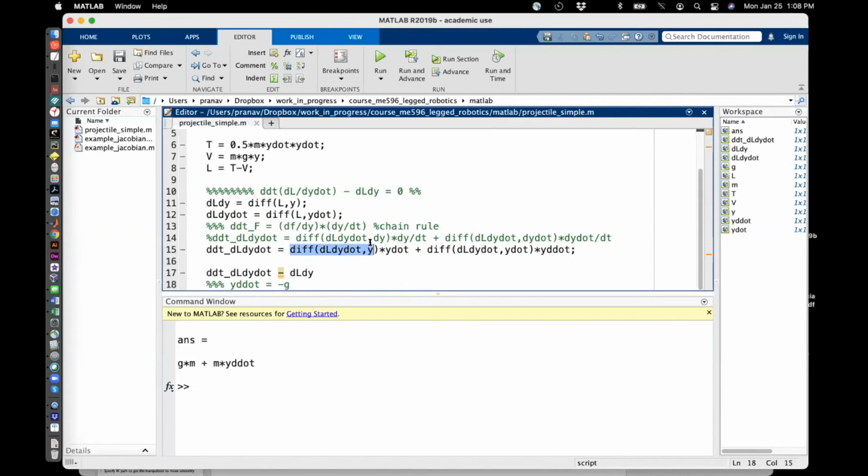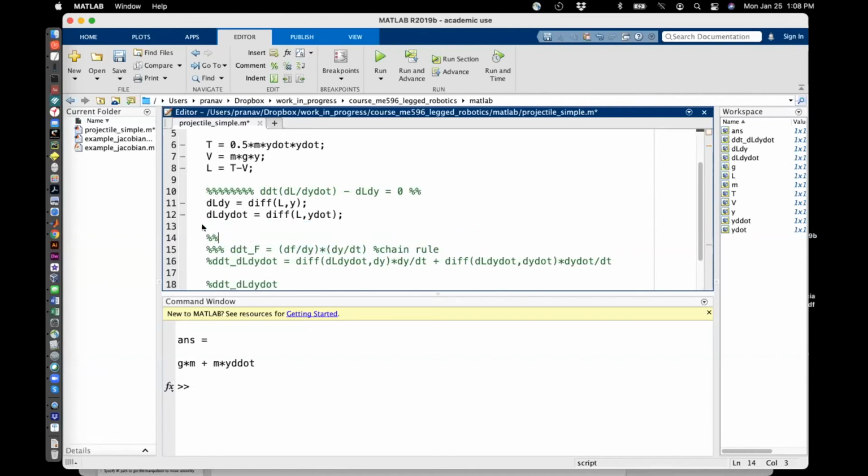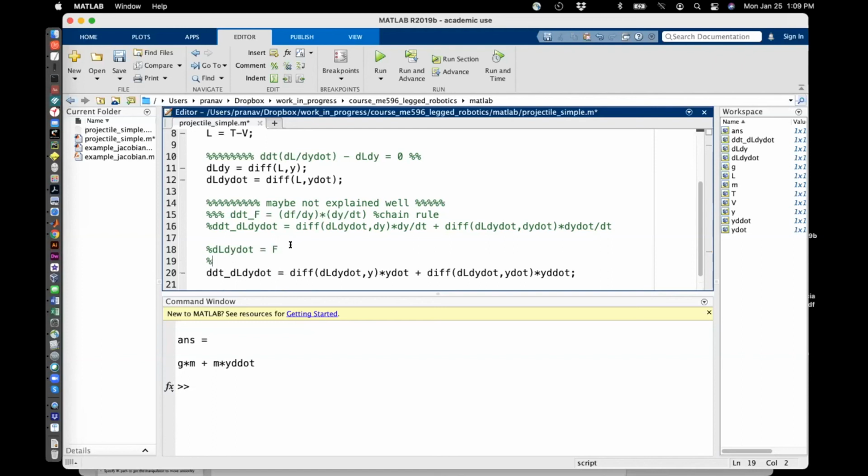Okay, I guess the tricky part is applying the chain rule this way. Maybe I didn't do a good job of explaining it here, so I'm going to retry. Let's say that dL/dy dot is a variable f. What we're trying to do here is find df/dt, where f is a function of y and y dot.